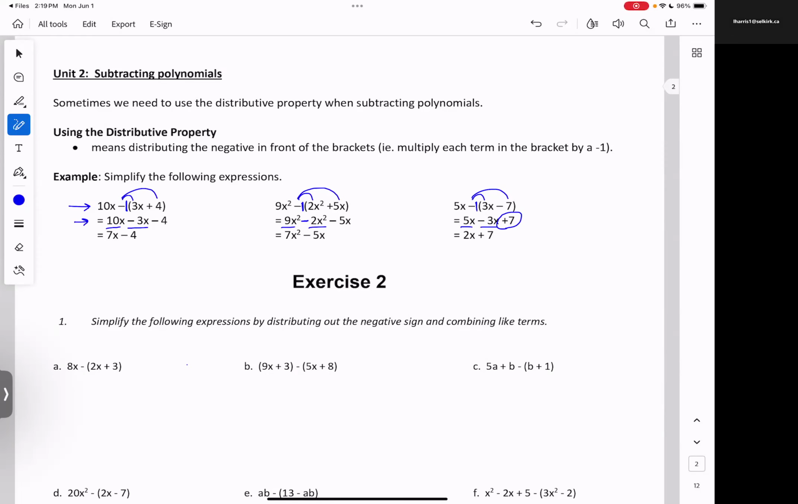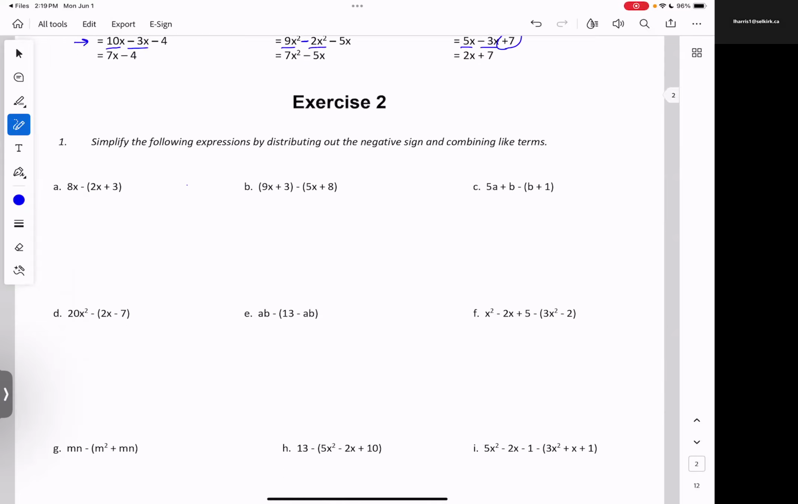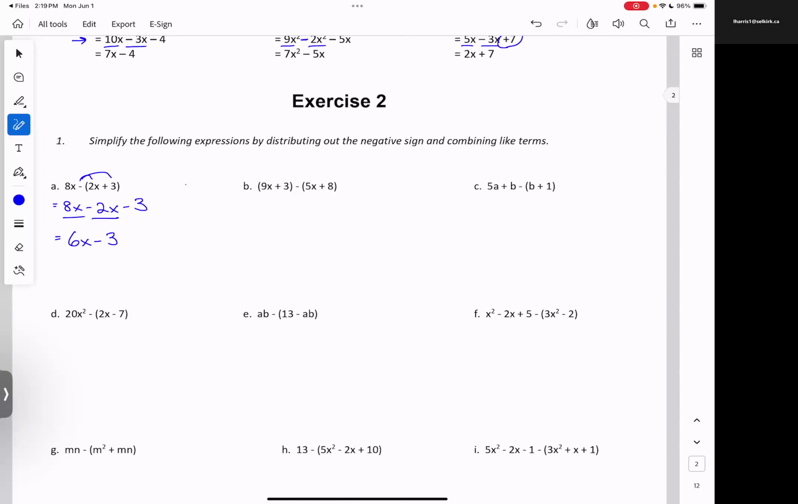So go ahead and try these exercises, pause this video, and then come on back and check your answers. Okay, and let's do these ones together. So this first one here, I'm going to distribute out that negative sign to give me 8x minus 2x minus 3. And then I can combine my like terms for 6x minus 3.